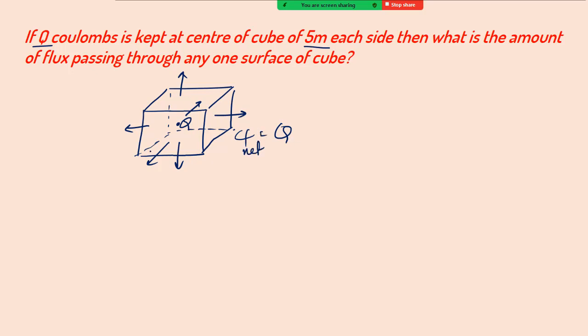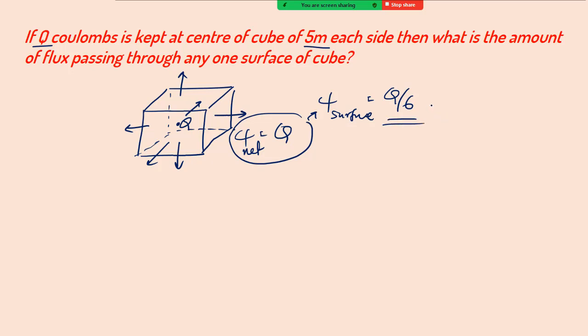But here this particular cube is having six surfaces. So through each surface, how much flux is passing? This is Gauss law, now we are analyzing that one. Through each surface, the flux passing is Q by 6. Because 6 surfaces are there, Q by 6 into 6 means again you should get Q. So this is the answer.